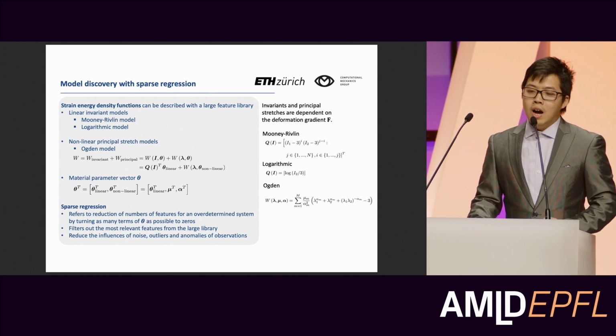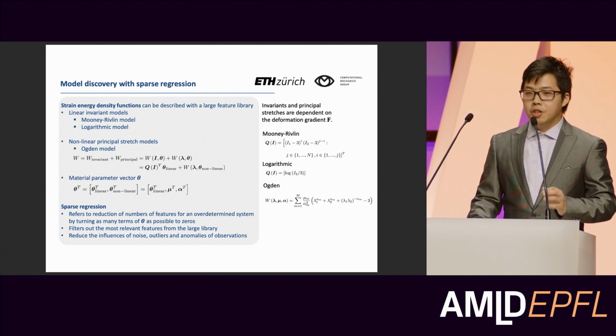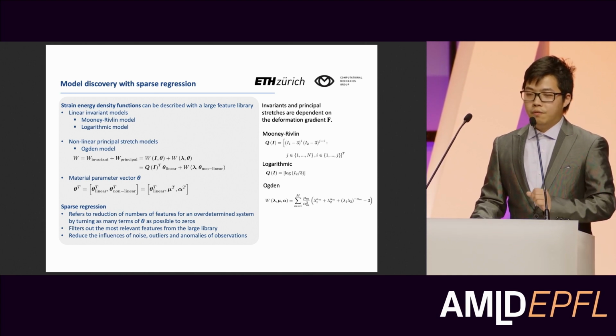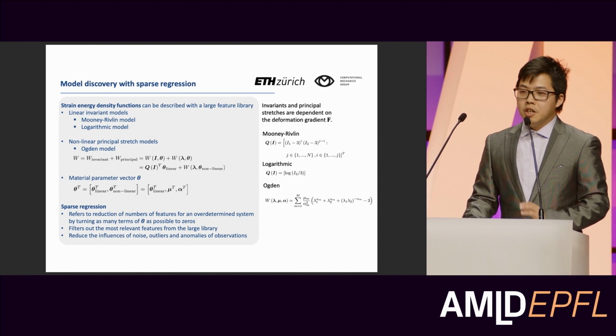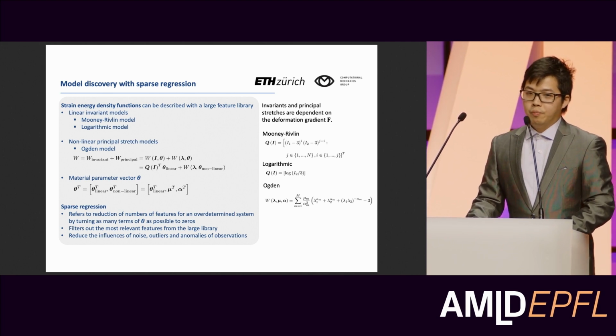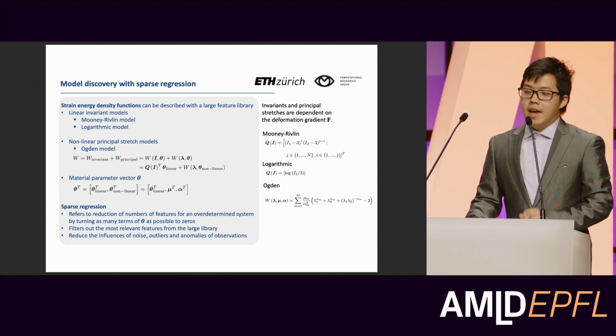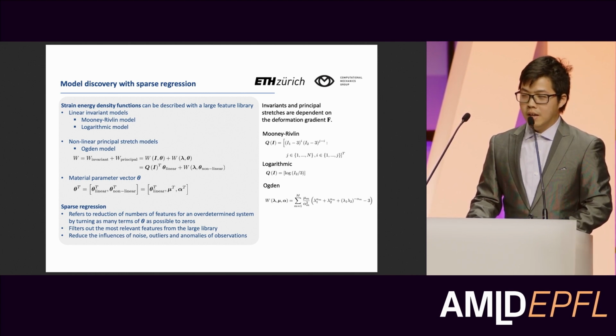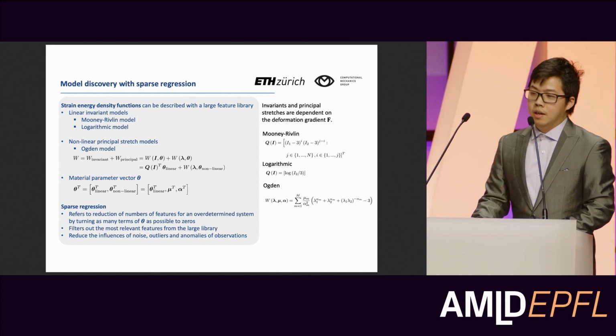The reason why we use sparse regression is that we can reduce our material library to an acceptable dimension, and we can also filter out the most important features by setting as many terms as possible to 0. In this way, we can suppress the terms with less importance, and the model can be as simple as possible and also effective.